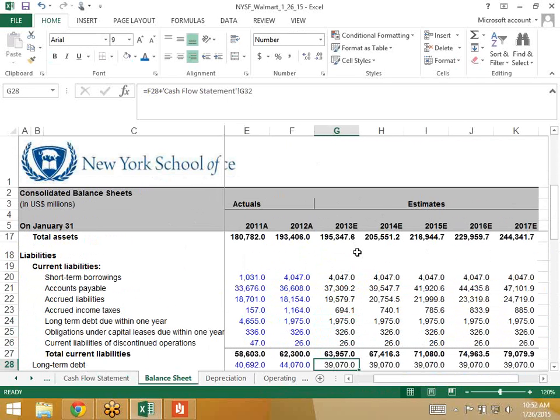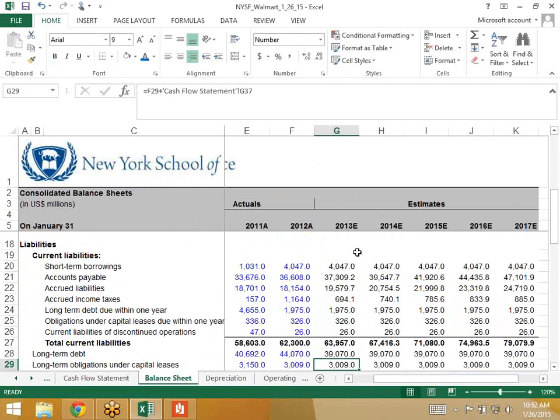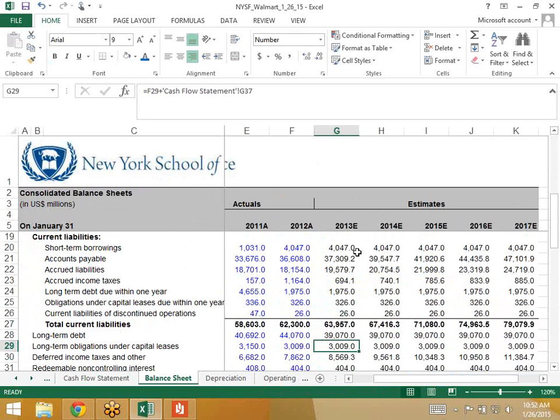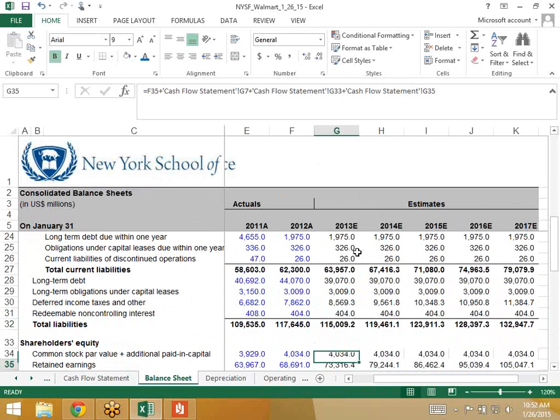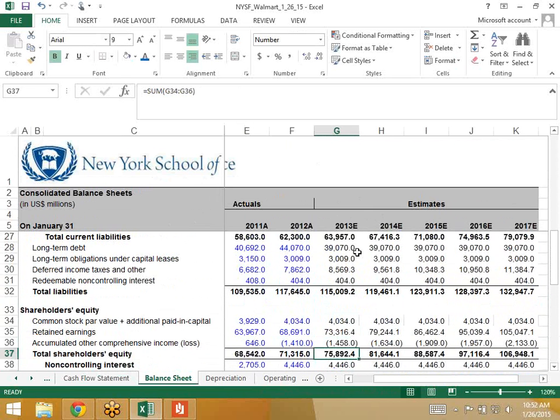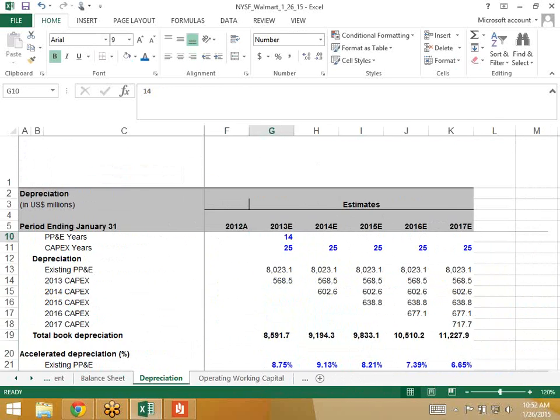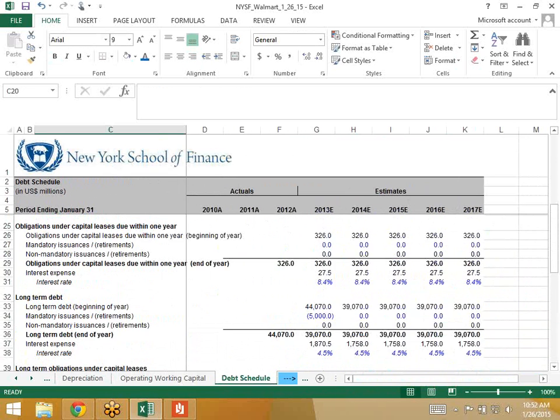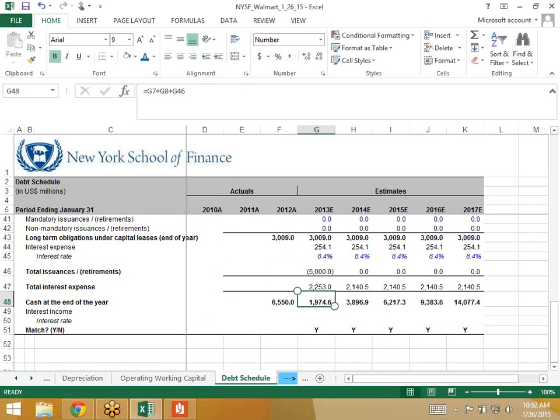Long-term debt is working properly. It equals long-term debt from the year before plus cash flow statement long-term debt. Capital lease obligations is working properly: capital lease obligations from the year before plus capital lease obligations from the cash flow statement. So now everything is working properly, and so now our model should match again. And it does.